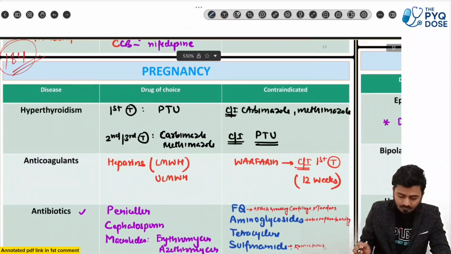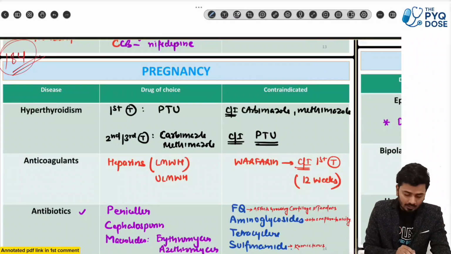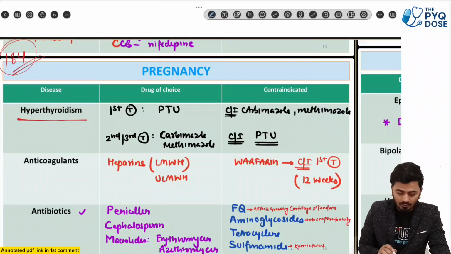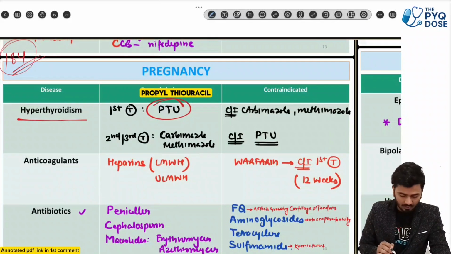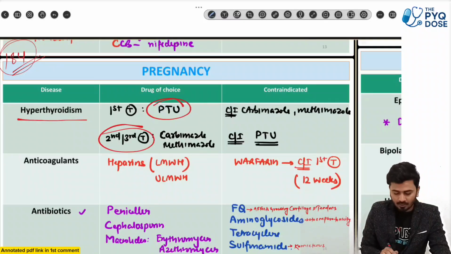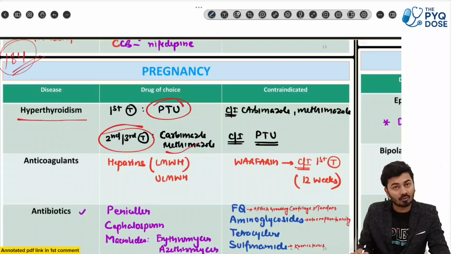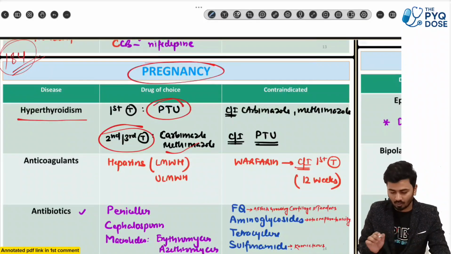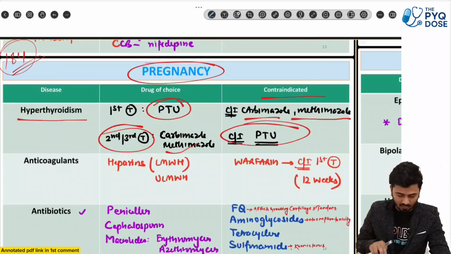Okay, so let's see. In pregnancy, if the disease is hyperthyroidism, the drug of choice in the first trimester will be propylthiouracil, that is PTU. All of us know that. In the second and third trimester, you can use carbimazole and methimazole as the drug of choice. Which drugs are contraindicated for hyperthyroidism in pregnancy? Generally in the first trimester, carbimazole and methimazole are contraindicated, and in the second and third trimester, PTU is contraindicated.